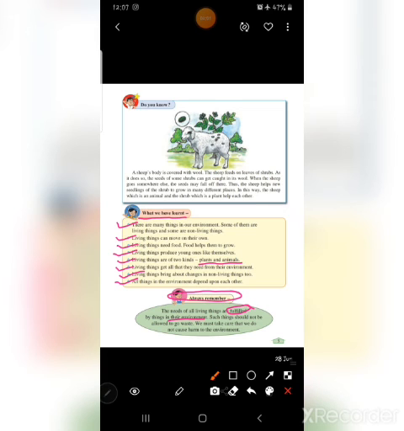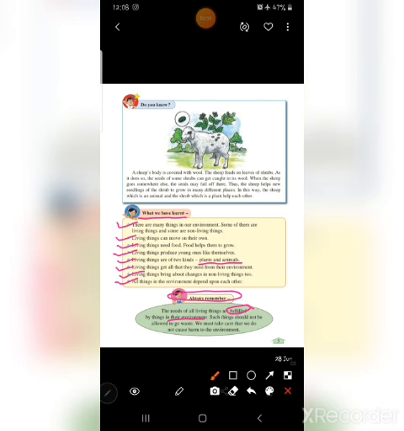Fulfilled means what, children? Means satisfied, completed. Whatever needs are there, you need something, then your needs are fulfilled. You ask your father to bring, father, I need this, your father brings, means your needs are fulfilled, satisfied. Whatever you want, you get, means fulfilled. Like this, the needs of living things are fulfilled by the things which are available in the environment. Means environment is very important to us.